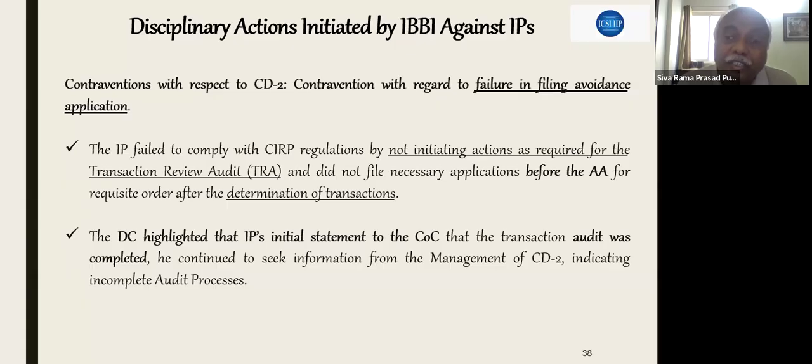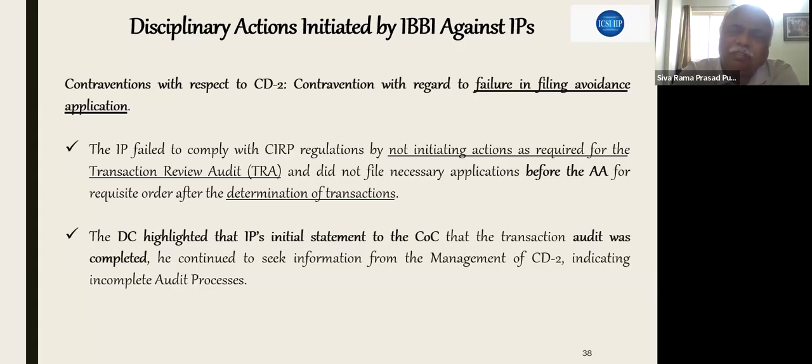The DC highlighted the IP's initial statement to the COC that the transaction audit was completed. Why are we giving wrong information? Once it is not completed, what is the problem in telling the COC? If at all they ask, can I have the copy of the PUFE transaction or forensic audit, and you say, no sir, I kept it elsewhere, next meeting I will bring it. Whatever your duty is, you have to fulfill it with transparency. Nobody should have to pinpoint your duties.